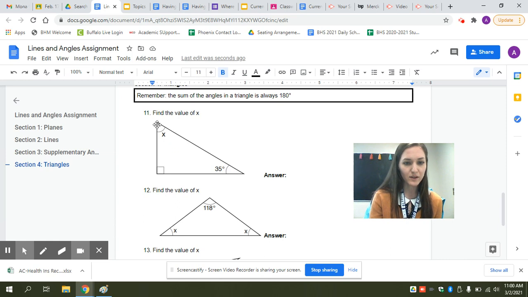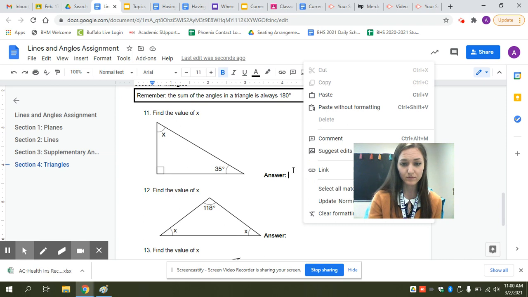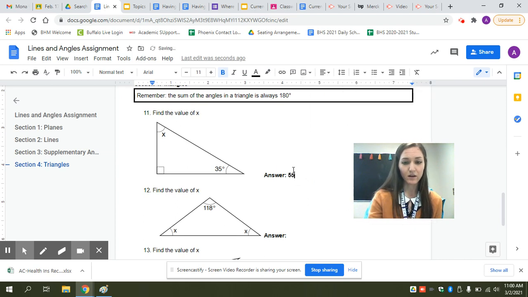And we know that whatever this one is, it's going to help these two other angles add up to 180. So that means you need to take 180, subtract your known angles, which is 35 and 90, and we're left with 55. All right, so that would be your answer for number 11.